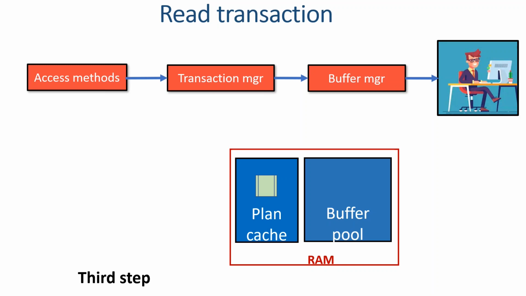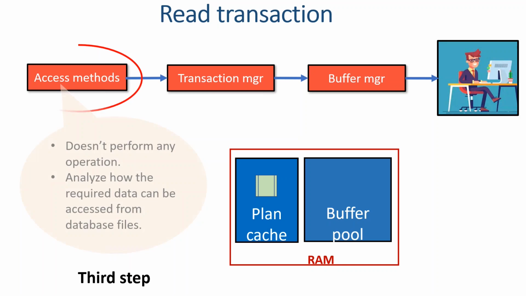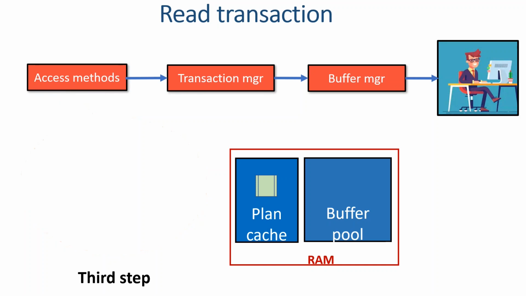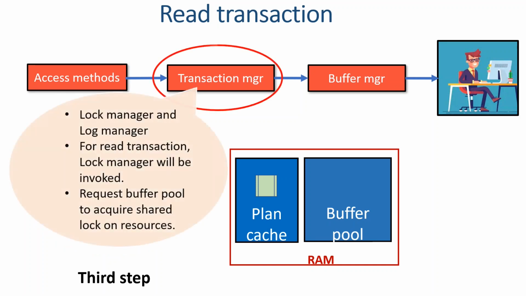Now let's see what happens for the read transaction. The access methods component doesn't perform any operation by itself. It just analyzes how it has to grab the results from the database file system. That's all it does. Once the query is sent to the transaction manager component, which has two subcomponents, the transaction log manager and the log manager. For the read transaction, we are not making any modification to the database pages, so the transaction manager will just invoke the log manager part of it.